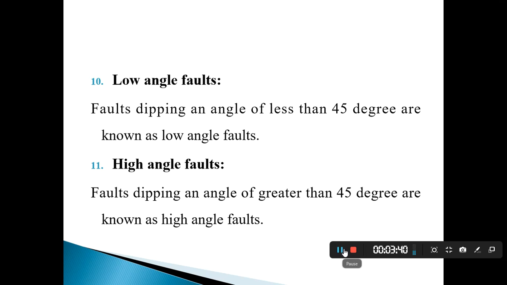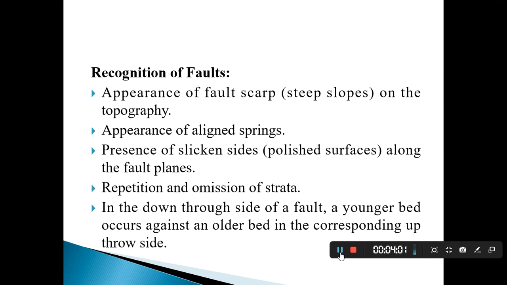Low angle faults. Faults dipping at an angle of less than 45 degrees are known as low angle faults. High angle faults. Faults dipping at an angle of greater than 45 degrees are known as high angle faults. Types of faults are over.